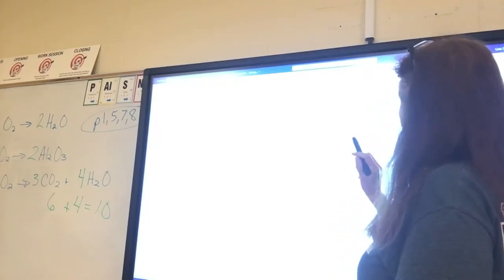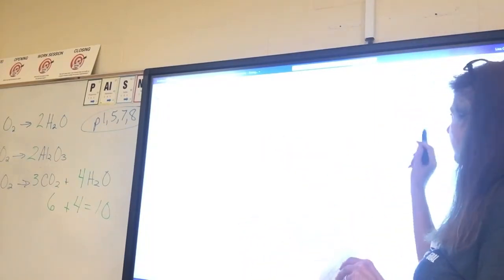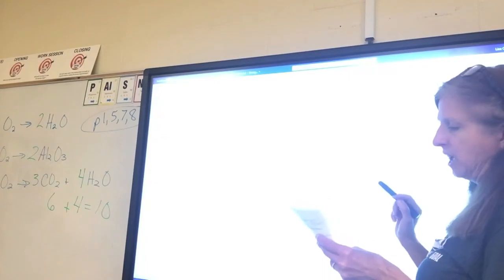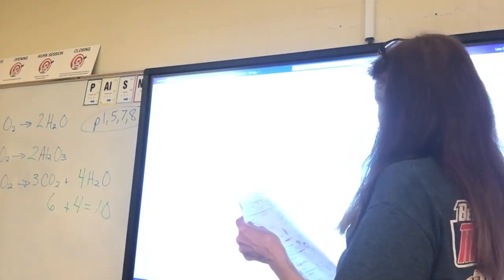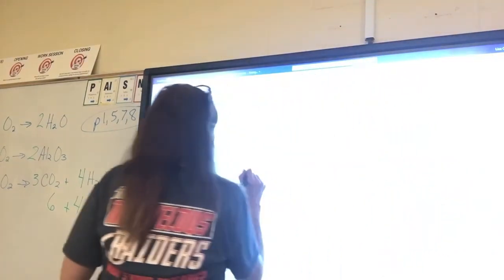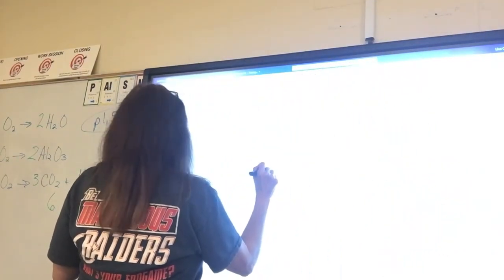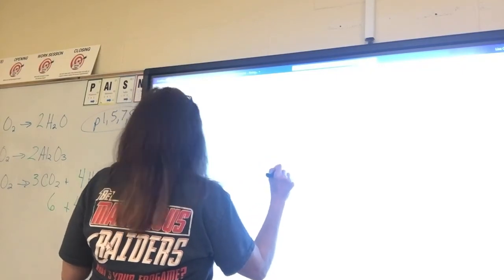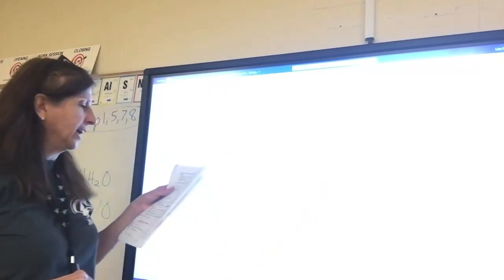And if 1 is 2870, but we have 4 times as much, we could multiply it and get the answer, which is negative 11,480 kilojoules. Now, there's another way to look at it also.